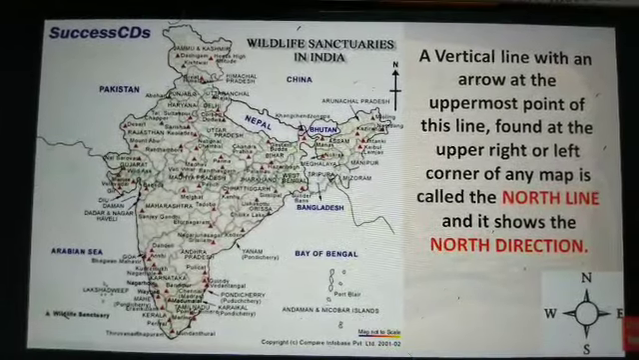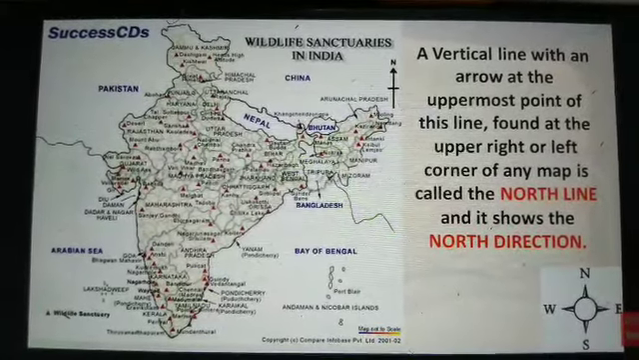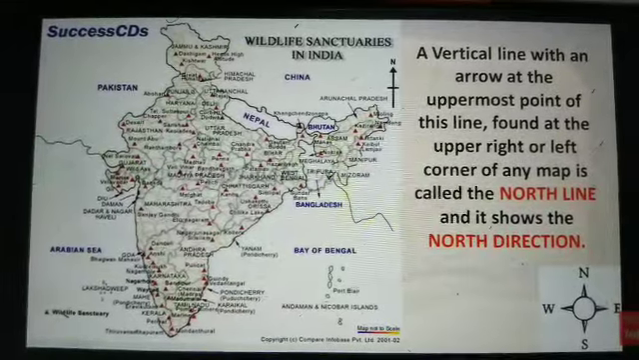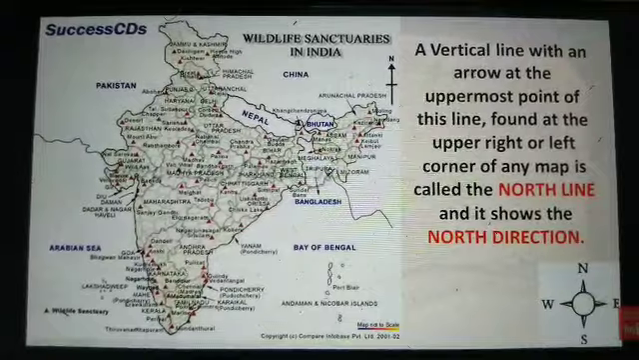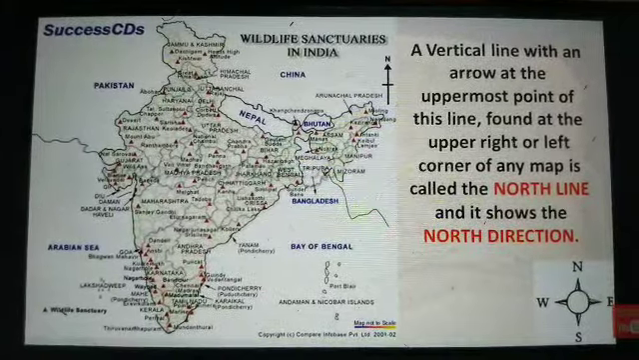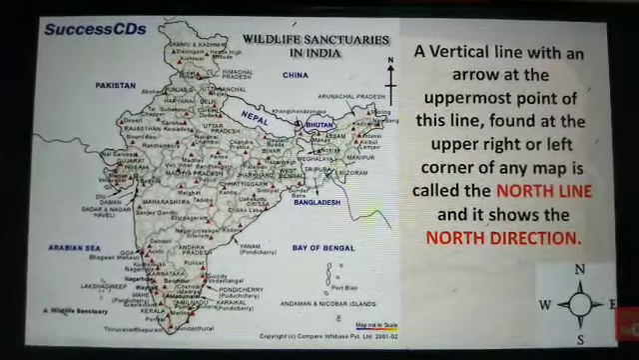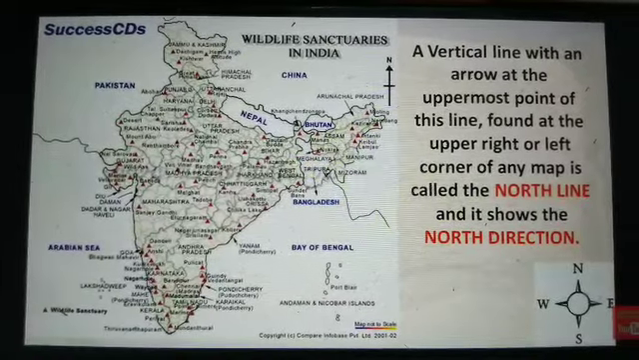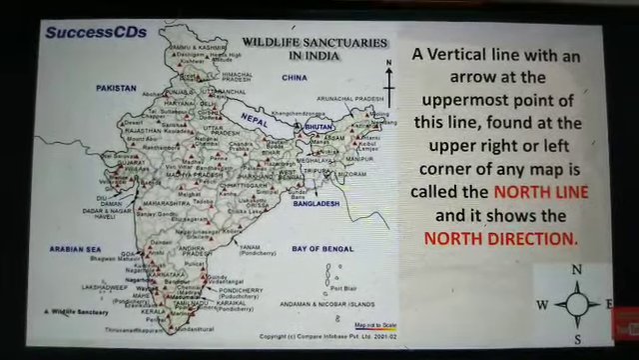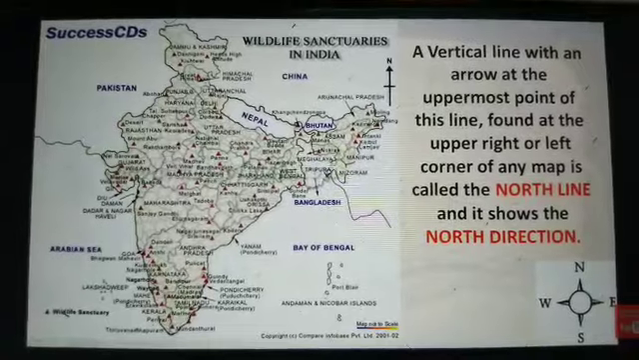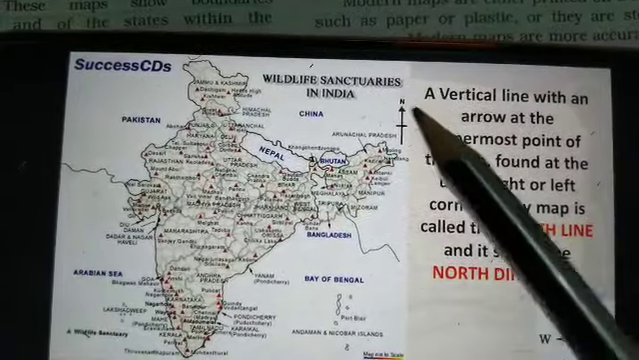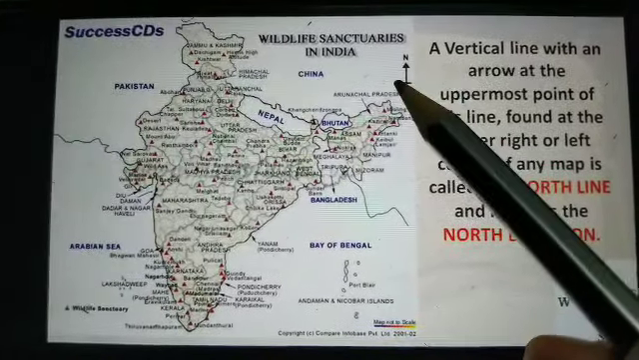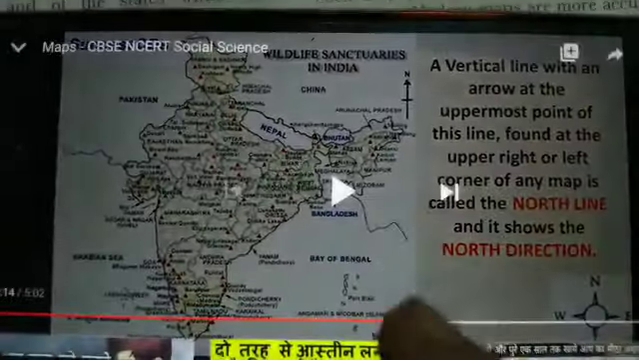If you look at any map, you will see a vertical line with an arrow at the uppermost point of this line, found at the upper right or left corner of any map. This is called the north line, and it shows the north direction. Once you know the north direction, you can easily find the other directions, namely east. Students, look here, N is written, so it is the north direction, or north line.